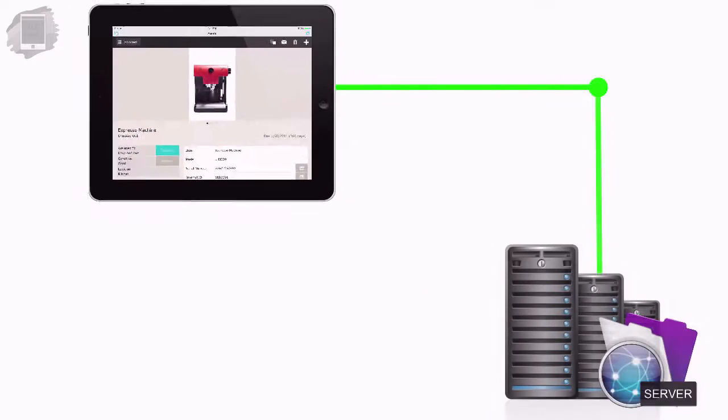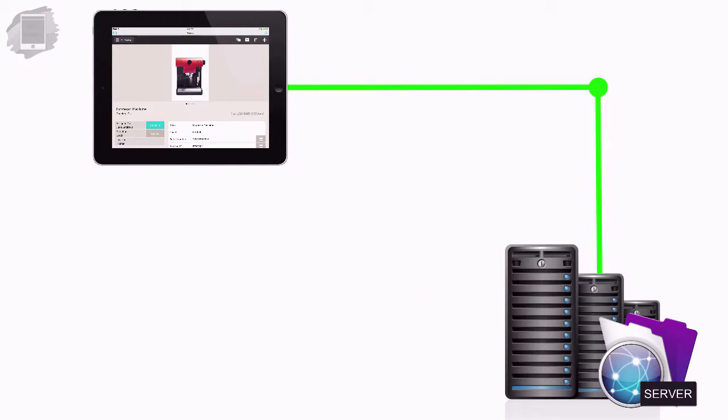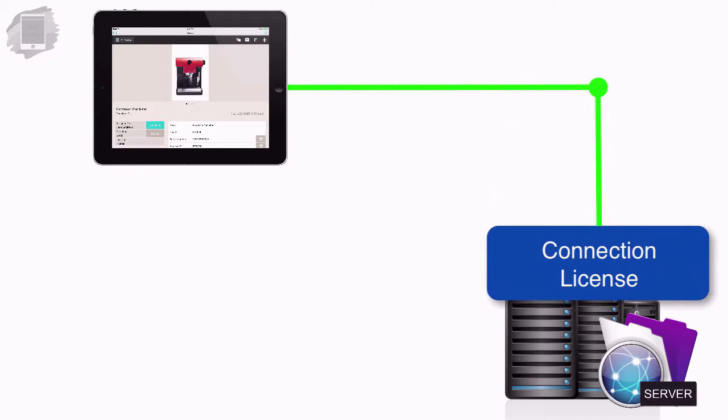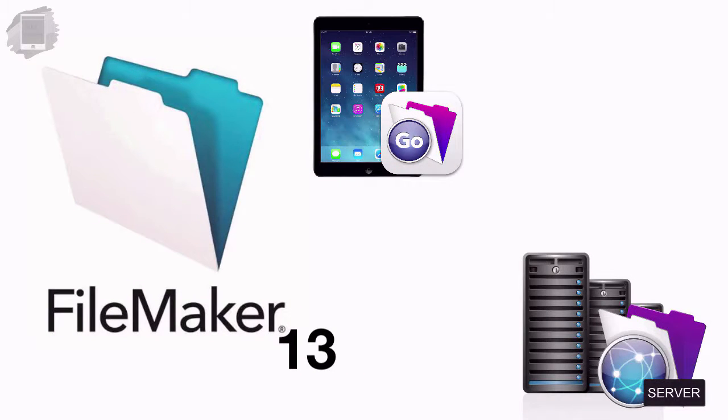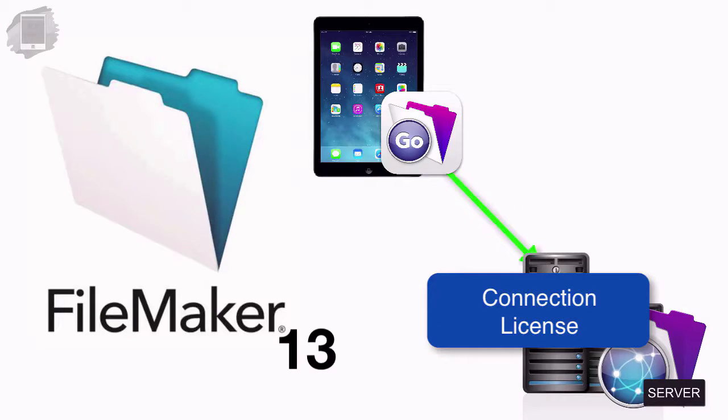However, if you want to connect to a FileMaker server, you're going to need to make sure that that FileMaker server has a concurrent connection license installed on that server. And this requires a bit of explanation. Starting with FileMaker 13, in order for FileMaker Go users to access a FileMaker server, that server has to have a concurrent connection license installed on it.